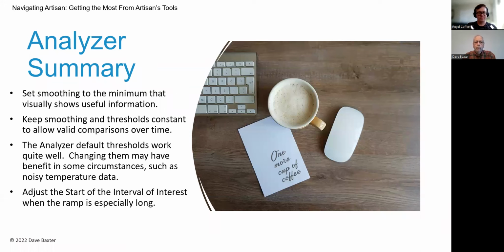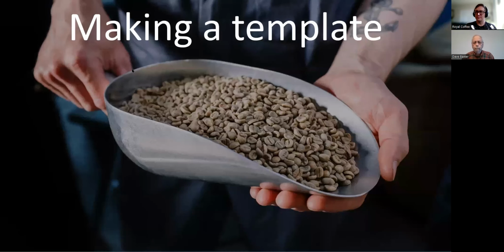So a quick summary before we move forward. Set your smoothing to the minimum that gives you the most information, and keep that smoothing setting and your thresholds constant. The analyzer default thresholds really work quite well, so you probably will not need to change them, but there may be some special circumstances like a very long ramp or very noisy data, although I doubt it with the noisy data, where you want to change those settings and adjust the start of your interval of interest when the ramp is especially long.